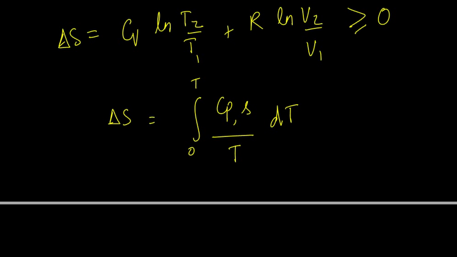This one. So if temperature is 0, this fellow has to be 0. If not, this term would blow up. You would have an infinite change in the entropy.